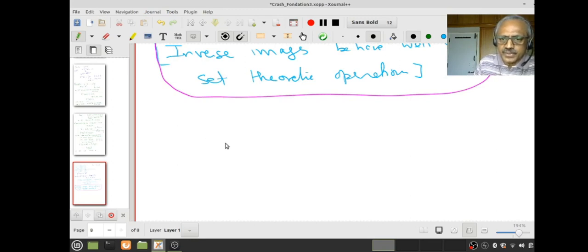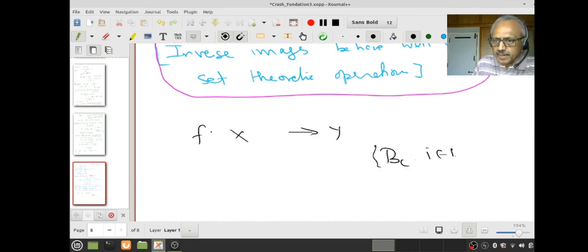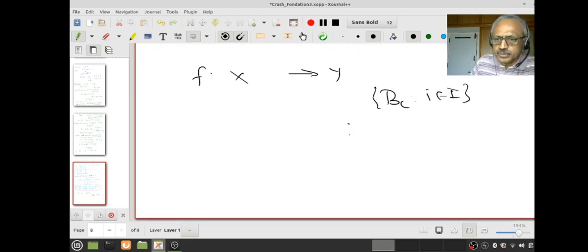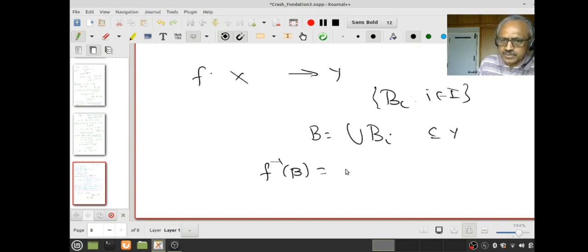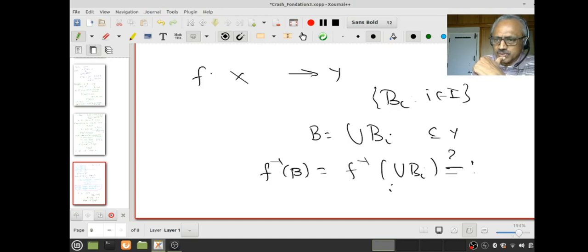What we want to show is the following. Okay, f is a function from X to Y, and B_i is an indexed family of subsets in Y. Then what do I know? I can make the union of B_i. Call it B. This is a subset of Y. Then it makes sense for me to talk about f inverse of B, which is f inverse of the union of B_i. Okay. Now what do you think I should guess? I said it behaves well. So what is your guess? We want to prove whether it's equal to the union of f inverse of B_i.